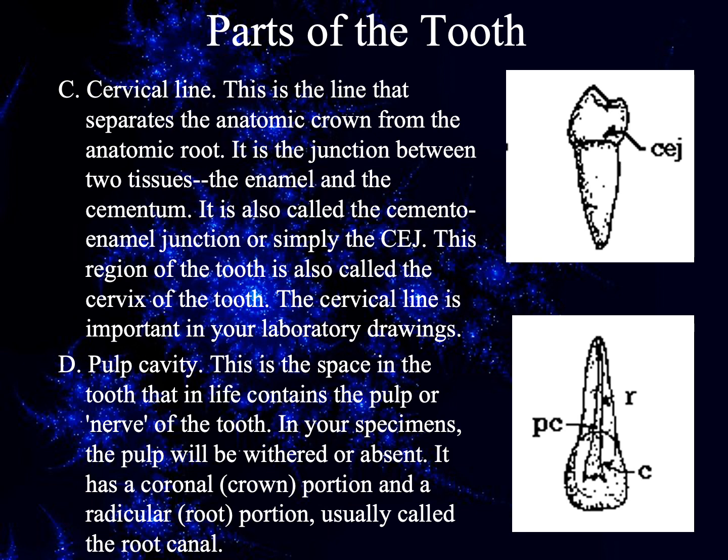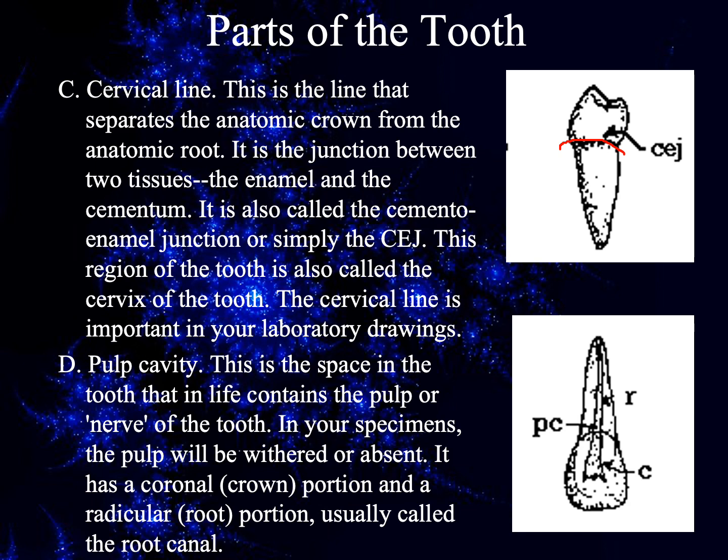The cervical line, as I have explained, is the line that separates the anatomic crown from the anatomic root. It's the junction between the enamel and the cementum and is called the cemento-enamel junction or CEJ. This region of the tooth is also called the cervix of the tooth. The cervical line is important in lab drawings.